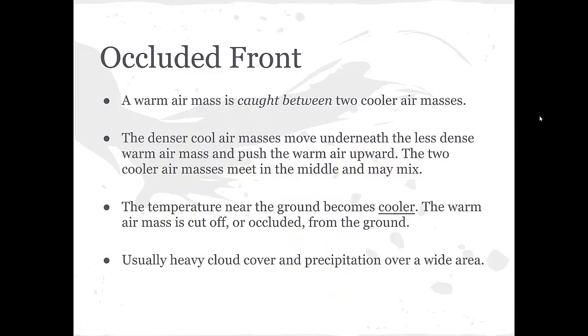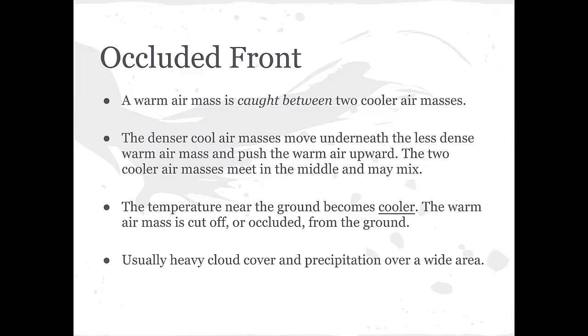Finally, the last front we're going to talk about is called an occluded front. And this is when you have warm air that's caught between two cooler air masses. So the dense cool air mass moves in, and it's running into a cold air mass, and that warm air mass gets pushed up and rises in the middle. The temperature around the ground becomes cooler because it is a cold air mass at the bottom, and the warm air mass is cut off or occluded. That's where the word comes from. So it's cut off from the ground.